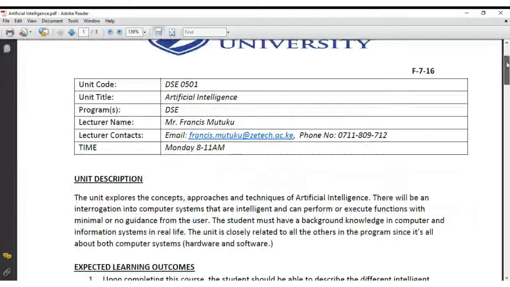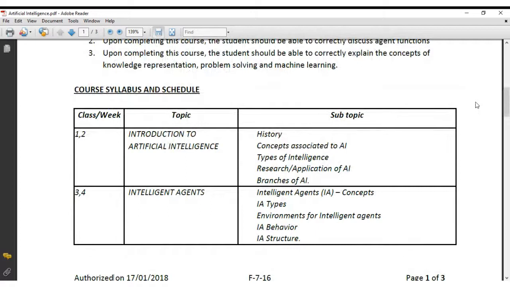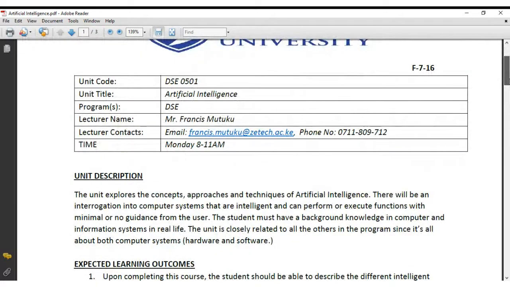So the code for the unit is DSE 0501. Those are my contacts. Those contacts are very important because we are going to be interacting a lot, so it is important that you have them. The email is francis.mutuku@ztech.sc.ke. And the phone number is 0711-809-712. For this number, I am more available on WhatsApp. Sometimes you may find that I am off, but this number is always on in WhatsApp, so you can use it anytime.